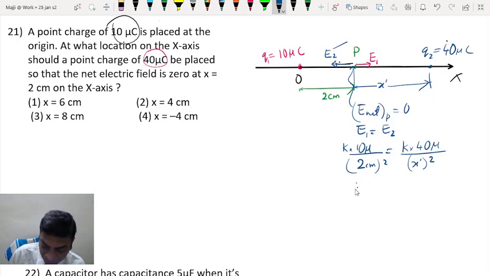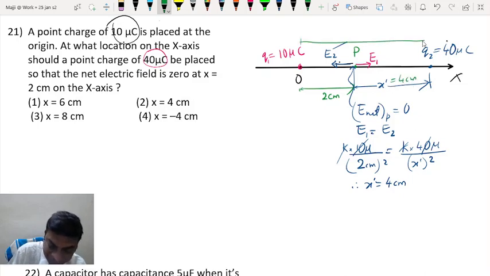If you cross multiply this, you'll get x dash, extracting the square root. The 10 gets cancelled, k gets cancelled, extract the square root. So x dash will be 2 into 2, which comes out to be 4 cm. So the required value of x, that is the position of Q2, will be 2 plus 4, that is 6 centimeters. So the first option is the correct answer.